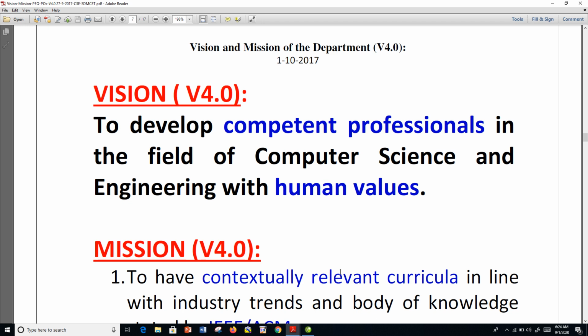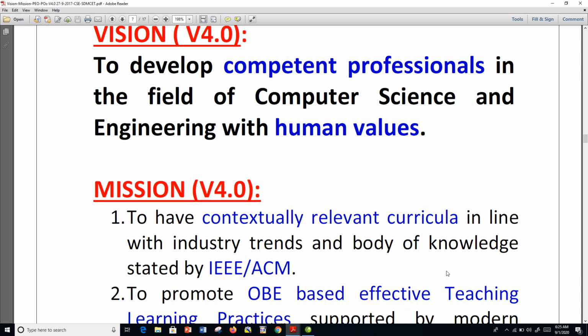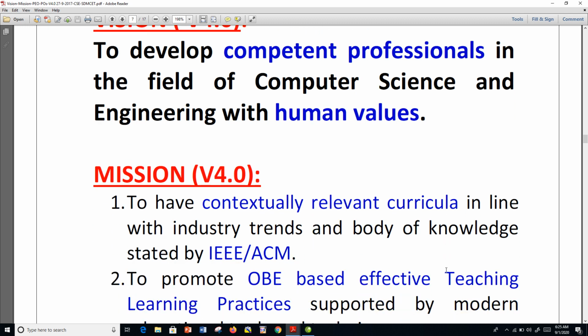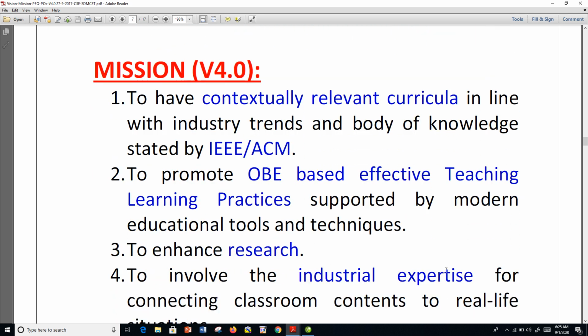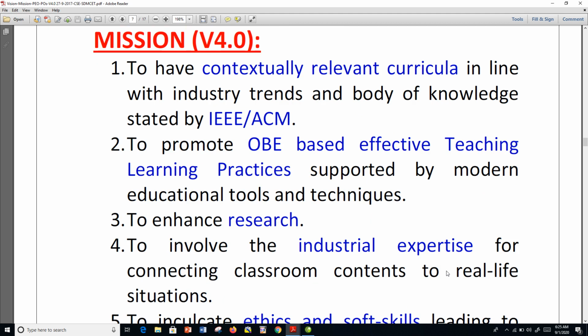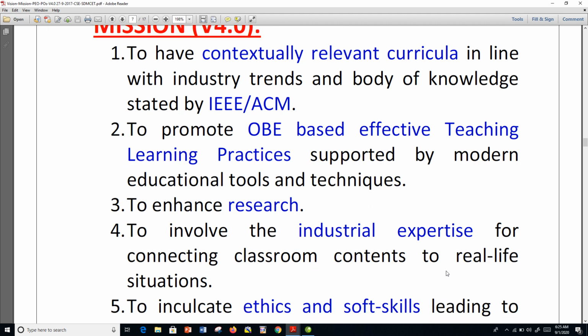Then the aspect is human values. Without this, learning is incomplete. You cannot be called an engineer without human values. Both are equally important. We focus on human values through different events which you will go through in the department. And when you look at the mission, how do we achieve the competent professionals and human values aspect of the vision? There are 4 important points, and the 5th one is about soft skills.